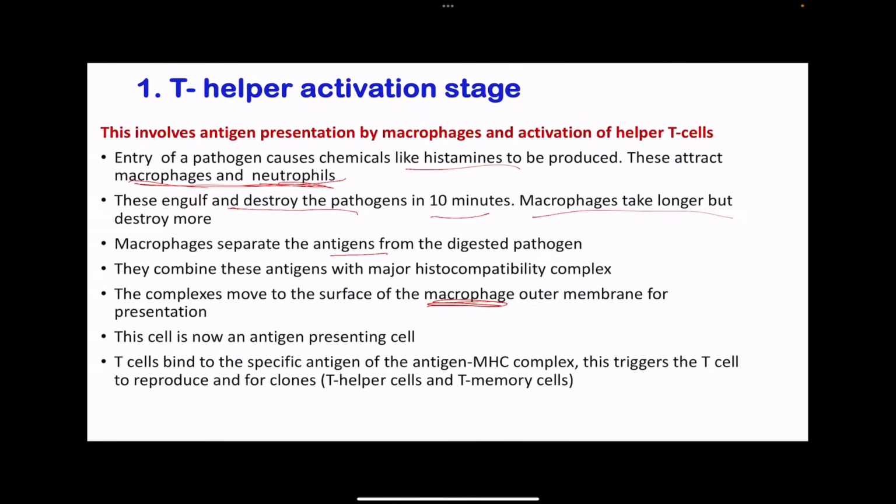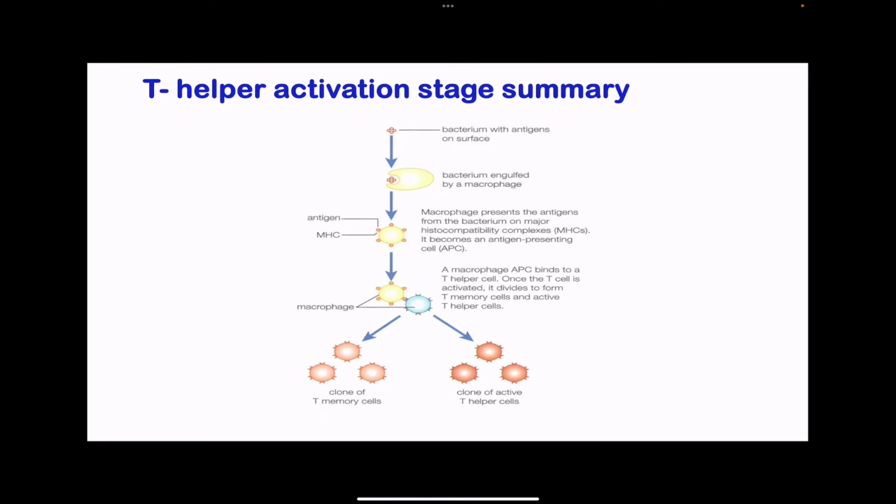So now we have an antigen presenting cell. So when the T cell binds onto this specific antigen presenting cell, this is going to trigger the T cell to produce clones of its own. One is going to be the T helper cell, and the other is the T memory cell, like we see here. So here we have a pathogen that is going to be engulfed by a macrophage. So we're going to have the antigens sorted out, combined onto the MHC, and exposed on the outside in the process of antigen presentation. So this is going to be the APC cell, or antigen presenting cell.